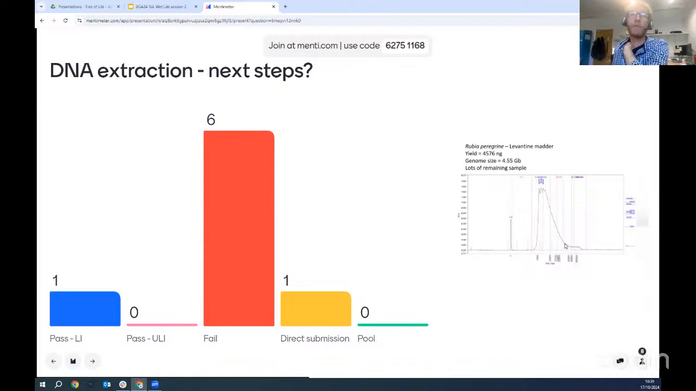So if that was your only extraction that you were able to perform for that species, that is something that was definitely worth trying. However, because the bulk of your DNA is sitting under 10,000 kb, I think we would fail this and repeat the extraction. Either try a new extraction method or repeat the same extraction.